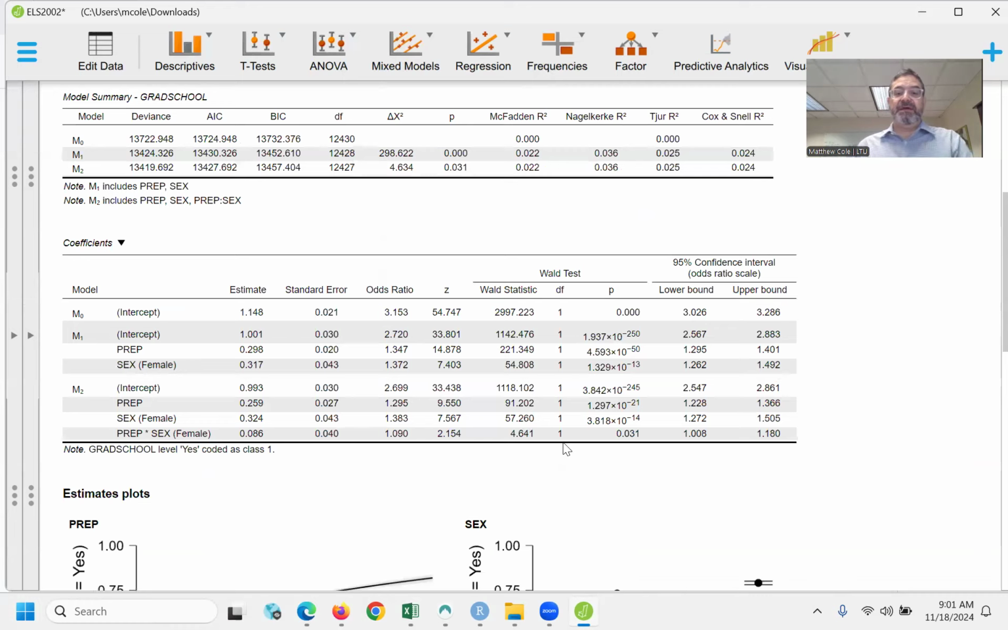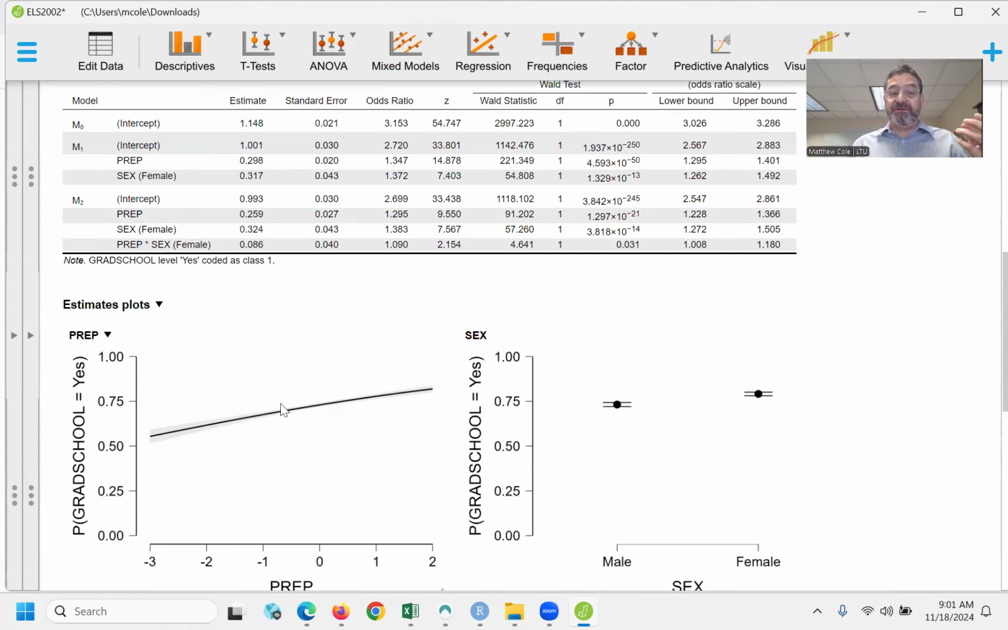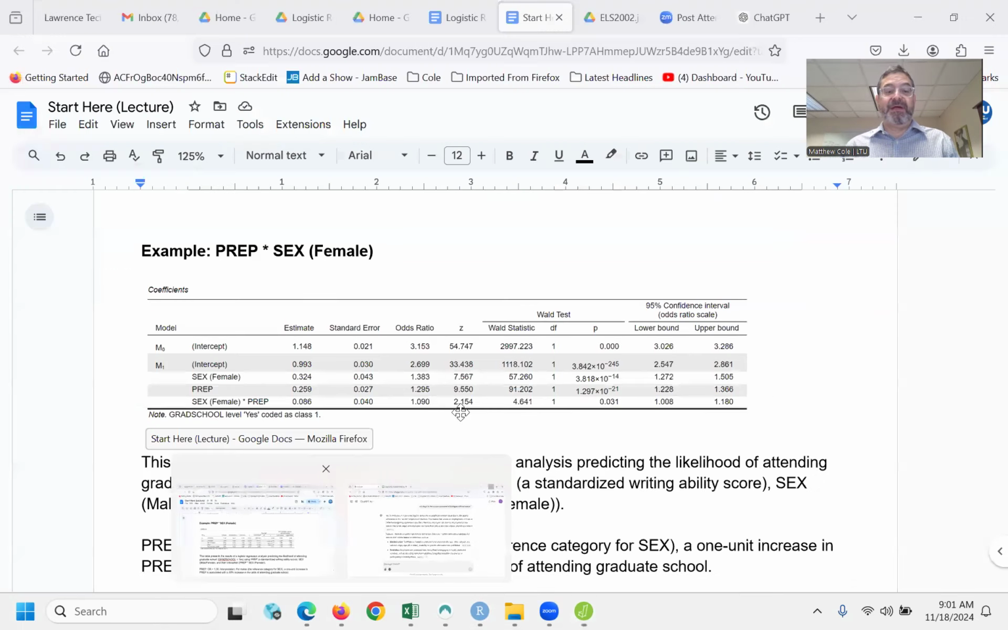So what do we see here? Well, the odds are slightly higher, 1.09, 1.1 times more likely for females to be affected by prep in attending graduate school than males. It's a little complicated here. I wrote it out to help us understand what's going on here.